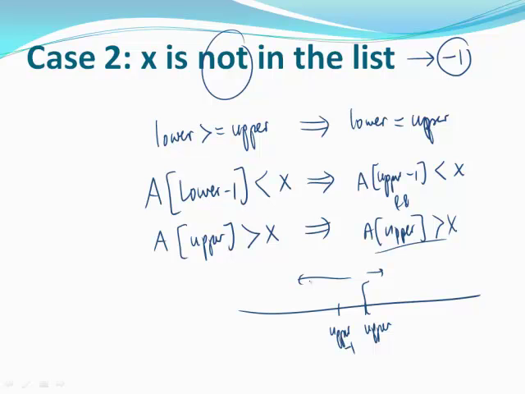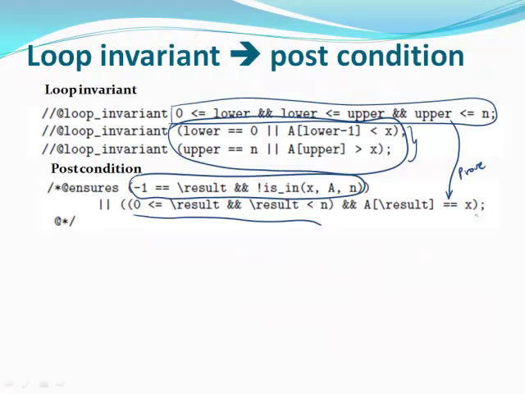So this implies that x cannot be in the list, and therefore it helps us prove this second postcondition. Now you can leave it as an exercise to prove these two things, so you can try to prove that they are indeed loop invariants.